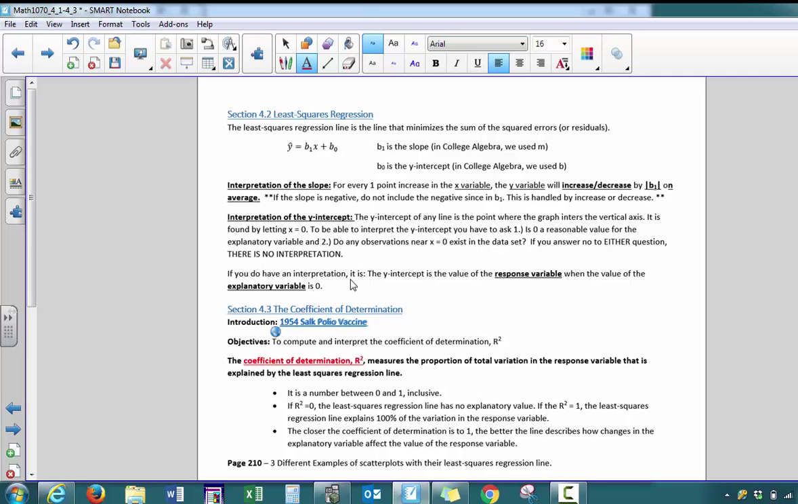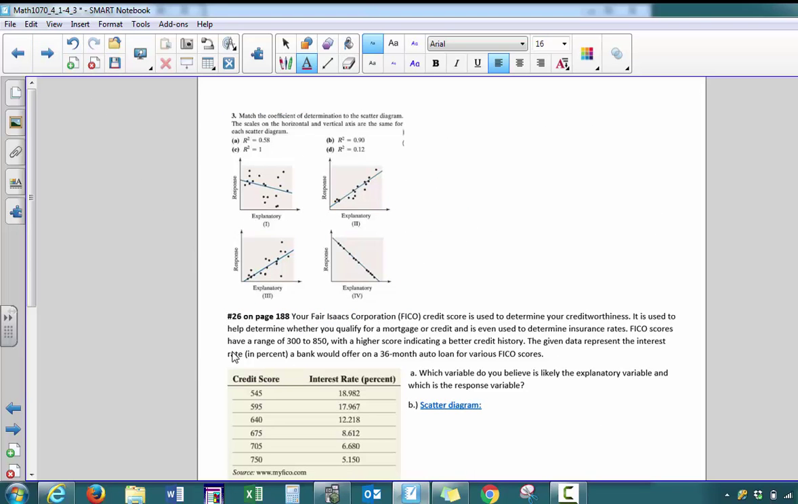If you do have an interpretation, it is the y-intercept is the value of the response variable, the y, when the value of the explanatory variable, the x, is equal to 0. Looking at our data set, is x equals 0 reasonable? No. FICO scores have a range of 300. There's no way you can have a credit score of 0. So there is no interpretation for this y-intercept.